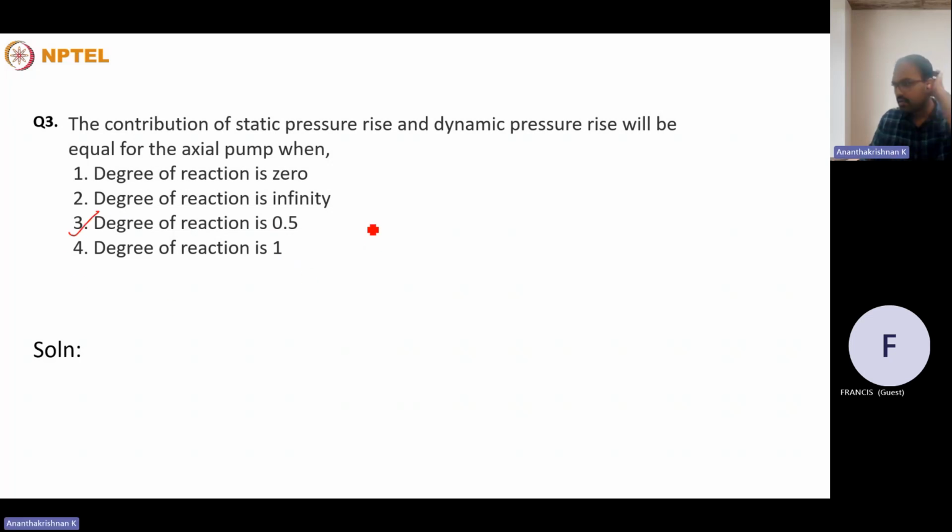Before going to the next problem, we will try to derive the final equation for the degree of reaction. The degree of reaction basic equation states that it is the static pressure rise divided by total pressure rise. So we can write it as 1 minus dynamic pressure rise divided by total pressure rise.